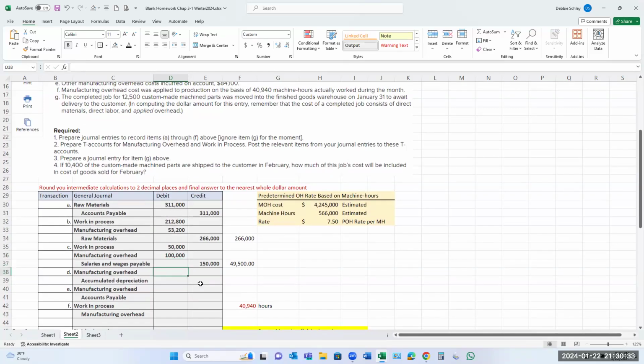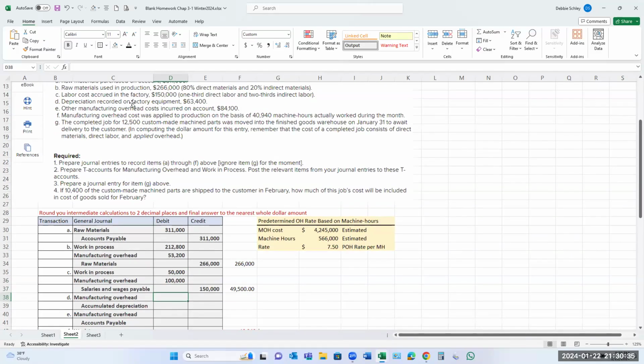Okay, D. Depreciation recorded on factory equipment of 63,400. So again, that's manufacturing overhead because it's an indirect cost. And then it goes credit to accumulated depreciation of the same number.